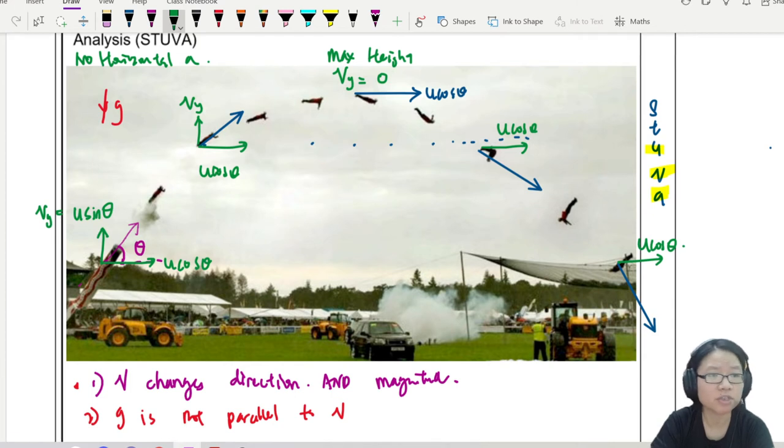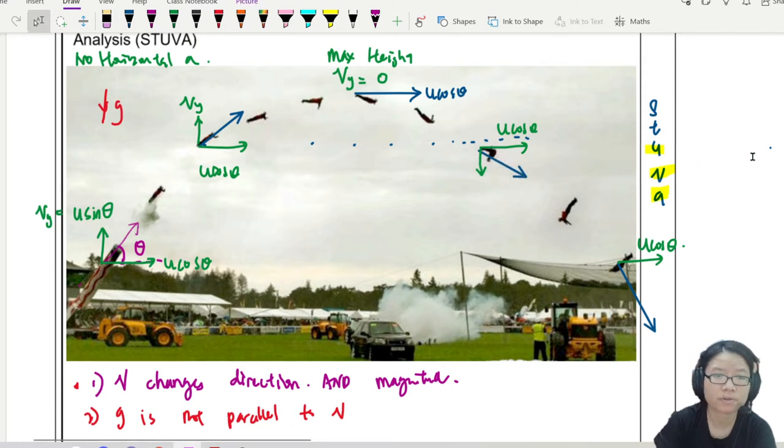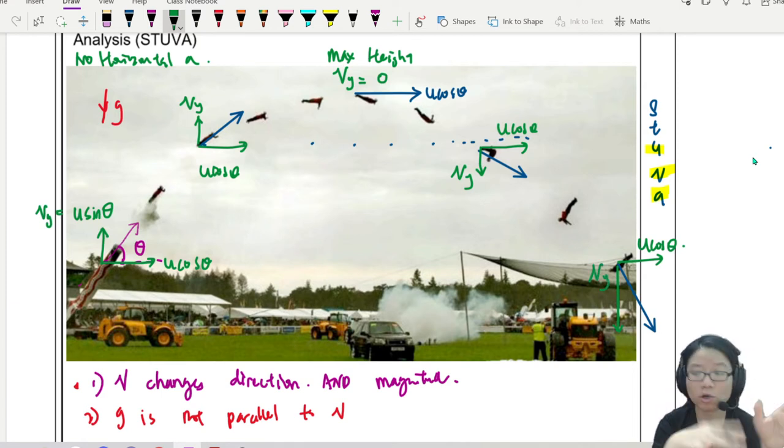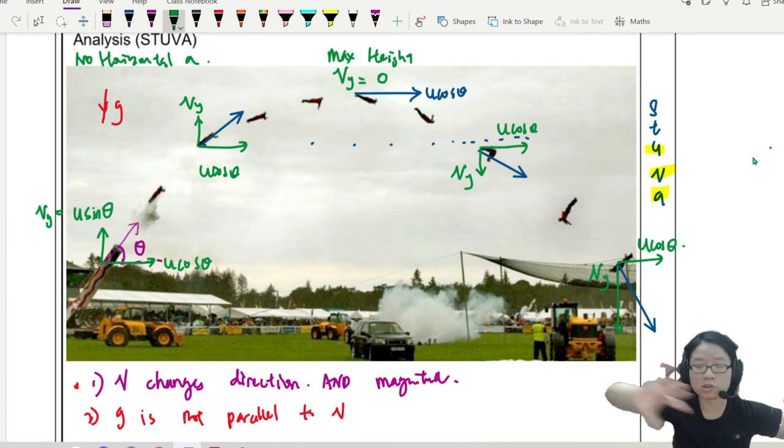And after you travel to the maximum height, what happened to Vy? Vy will begin to accelerate. Okay, let me make this a bit shorter. Vy will begin to accelerate in the opposite direction. Okay, so this one is Vy. So the whole point here is that we divide and conquer. Whatever is done in the vertical component, we separate out from the horizontal component.